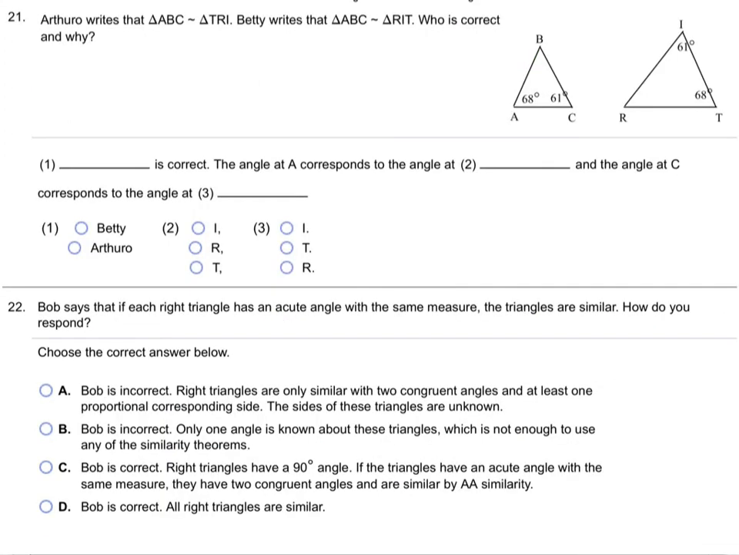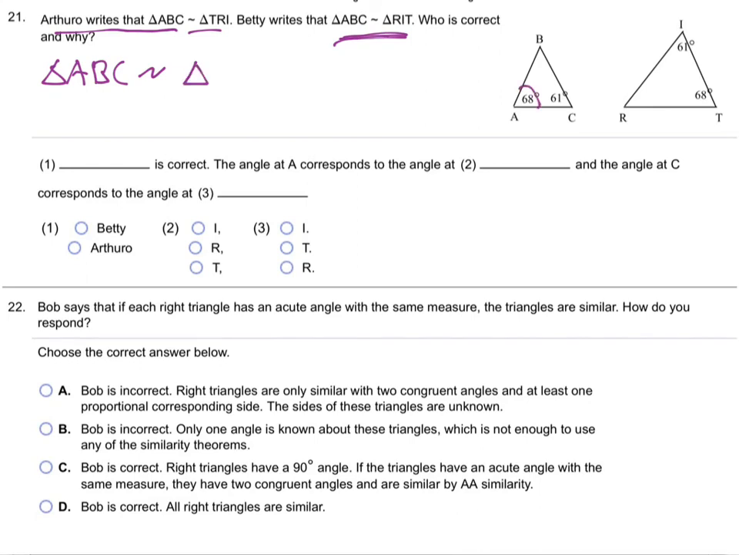Let's go to 21. Some student possibilities here. Arturo writes that triangle ABC is similar to triangle TRI. Betty writes it this way. Who is correct and why? So if you're going to say triangle ABC, that little squiggle means similar, similar to triangle. Now, you have to match them up, right?